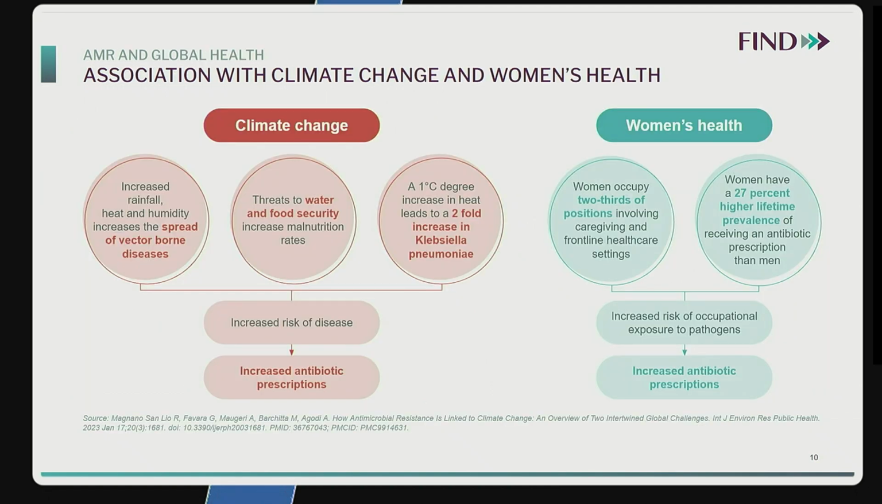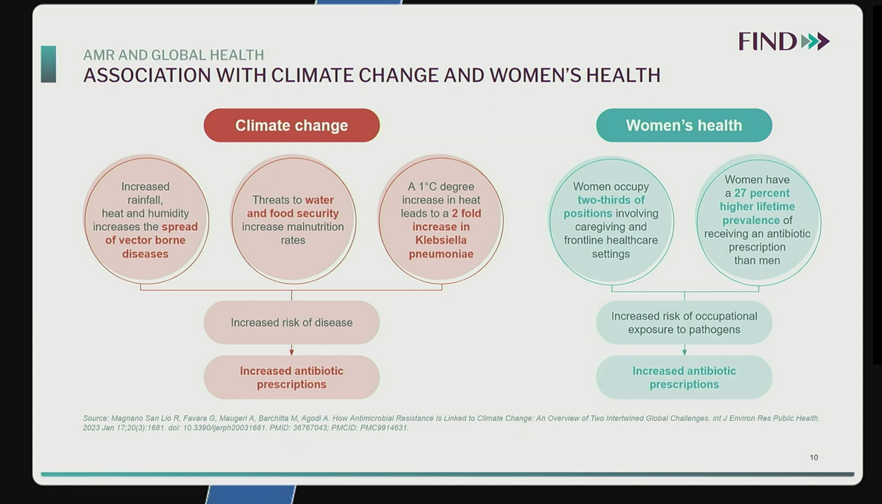As I mentioned before, we cannot ignore the link between climate change and AMR, and I really would like people to start thinking about the women's health approach and how we make sure that we are including women and the gender issue on the AMR agenda. With climate change, there will be increased rainfall, heat, and humidity that will definitely spread vector-borne diseases. There is a huge threat to water and food security, which will increase malnutrition rates, which we all know tends to make children more prone to bacterial infections.